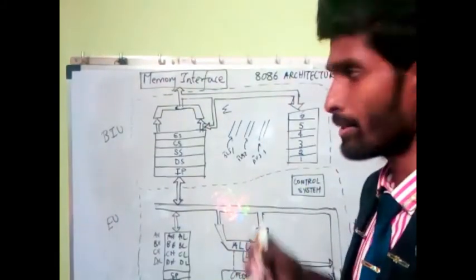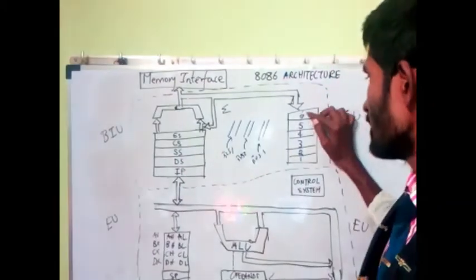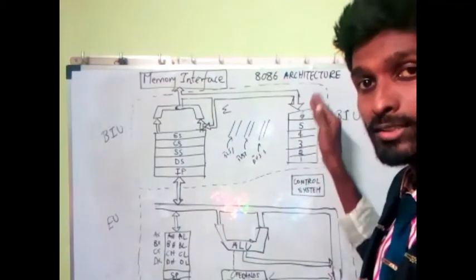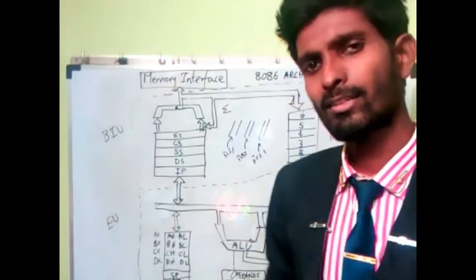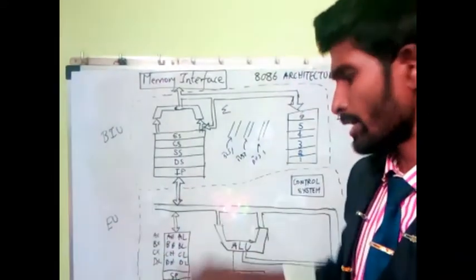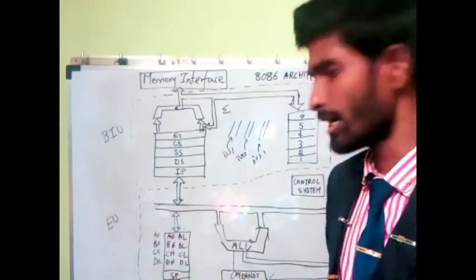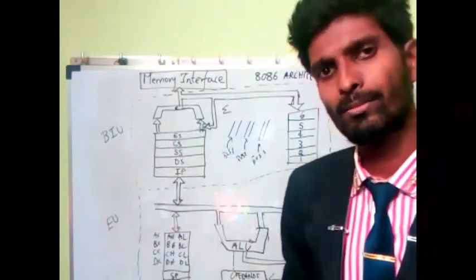Suppose you're not clear, I will repeat it for you: ES, CS, SS, DS, IP, and here 6 5 4 3 2 1. This is an ordered queue, and this is about the bus interface unit. Now listen here, in the execution unit we have some controls here, no problem with this one. We can see it at the next stage, but the first thing we are going to discuss is the bus interface.